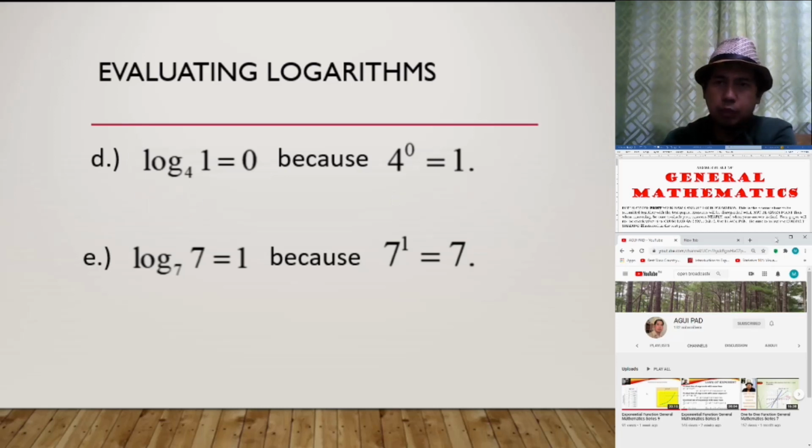Be it 1 million raised to 0, it will give you 1. 1 billion raised to 0, it will give you 1. 1 trillion raised to 0, it will give you 1. That is the property of exponent.